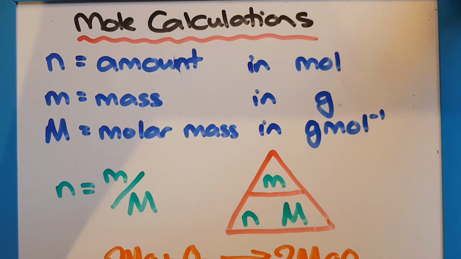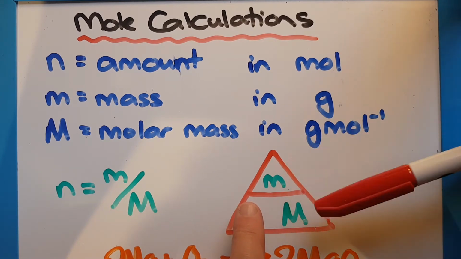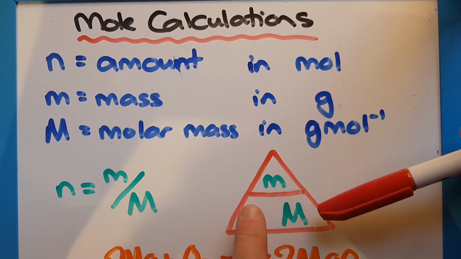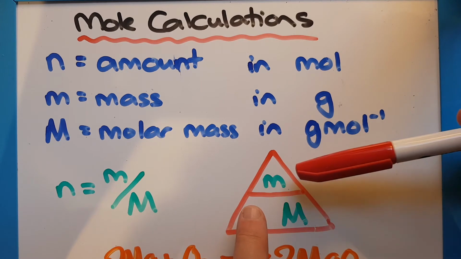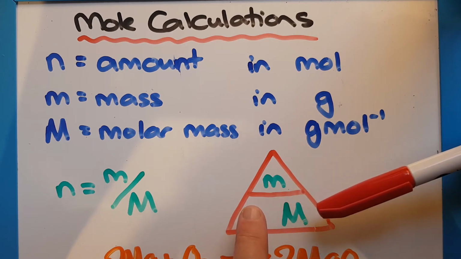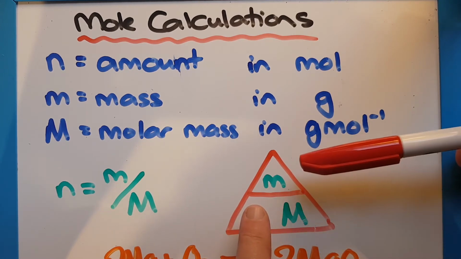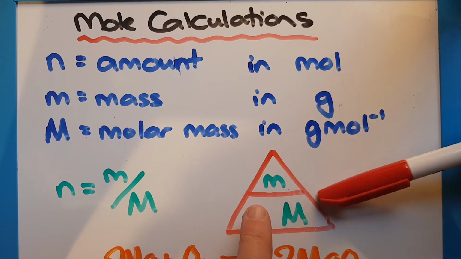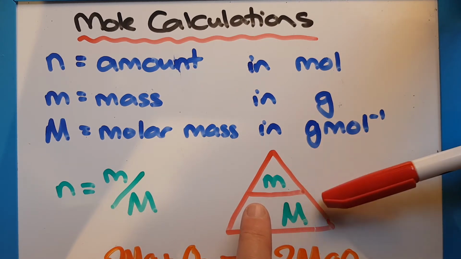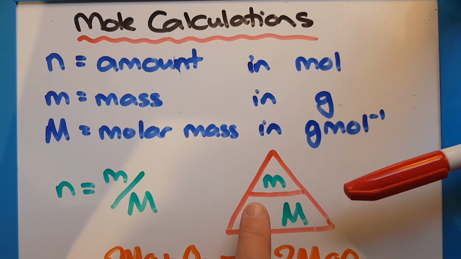If I want to find the amount, n, I cover n, and it gives me the equation, m divided by M. Little one over big one. Now, I used to draw seagulls like this, and I used to draw mountains like this as a child. So my way of remembering it is the seagulls are flying over the mountains. Little m over big M, so I don't get those two back to front in my brain.